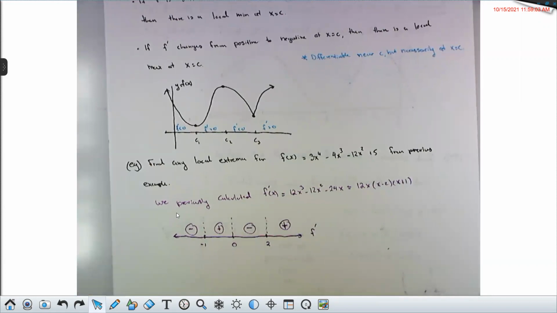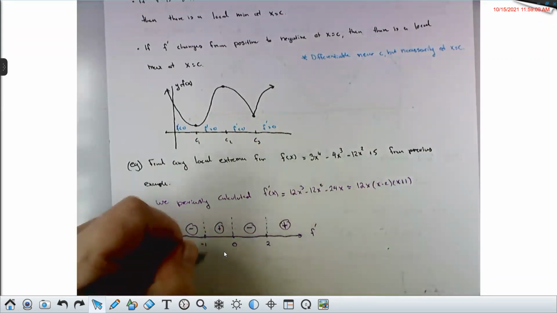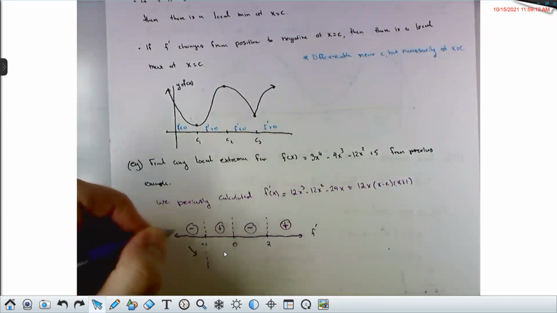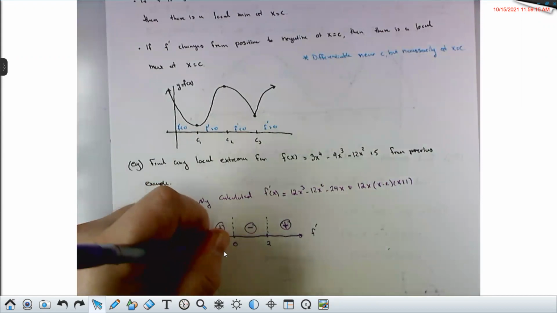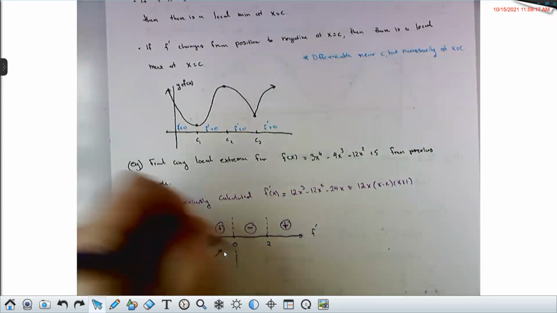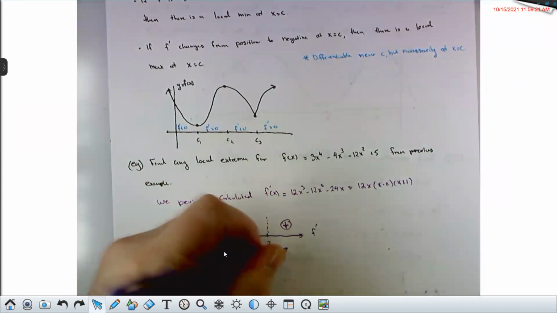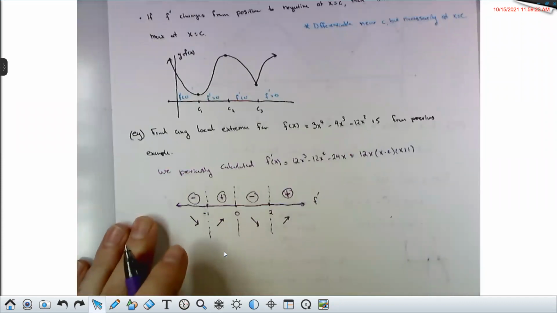So my derivative f prime goes from negative to positive at -1. And there's a notation I like for this. I usually put an arrow down for decreasing and an arrow up for increasing. Down for decreasing, up for increasing. And this helps me visualize what's going on.